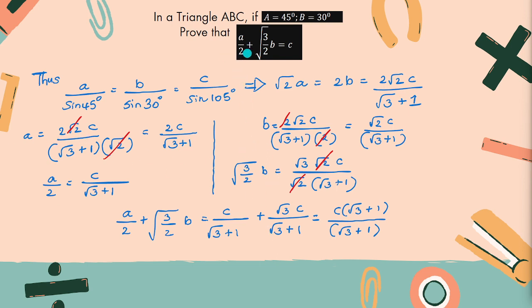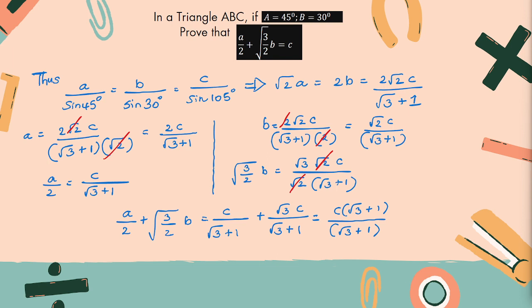But notice how the question is asking for a over 2. So we have to divide this value by 2, which basically means removing the 2 from the numerator. And that gives us a over 2 equals c over root 3 plus 1. Let's now move on to b. We know that 2b equals this. So all we have to do, like we did with a, is move this 2 to the denominator. And that gives us 2 root 2 c over root 3 plus 1 times 2. And when you cancel out the 2's, you get root 2 c over root 3 plus 1.